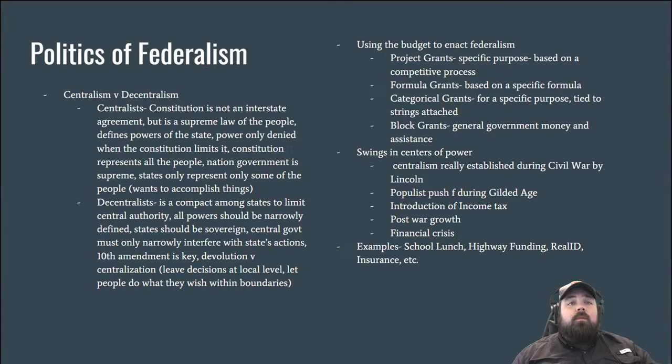Secondly, we have what are called formula grants. This is money that is granted to the states based on some specific formula, usually attached to population statistics. So a formula grant is just doled out to the states based on the math of how the population is built up. Categorical grants also have a specific purpose, and this is money that's given with very specific strings attached. Like, we'll give you money for building highways, only if you raise your drinking age to 21. That's a big example of a categorical grant.